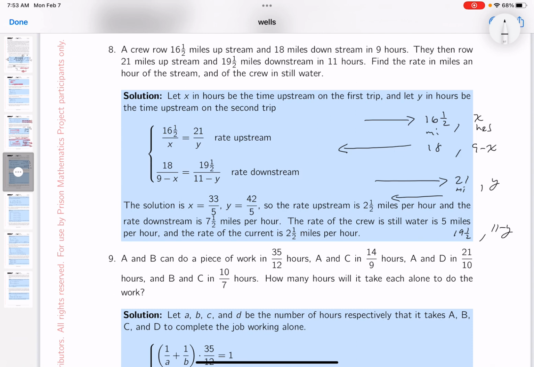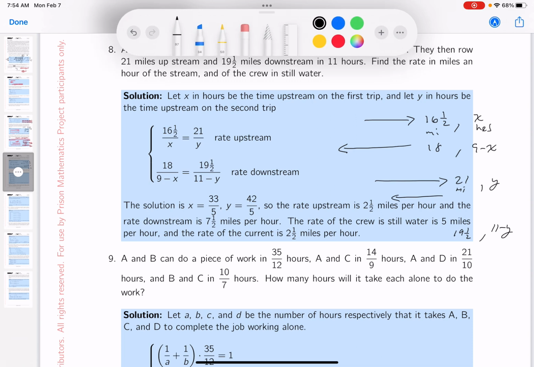So now comes the question: what are you going to do with that information? You need to come up with something that's equal, all right? So what I want to claim, looking at it, is that if it's a uniform motion problem, the rates upstream must match. So what's the rate? The rates are going to be distance divided by time. So that means 16 and a half over X must be identical to 21 over Y. I want to circle this over here. That's fine, we got that.